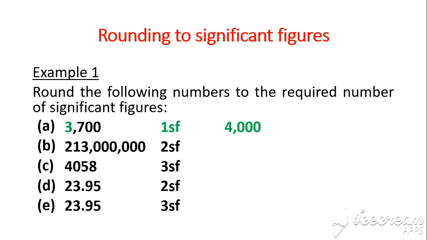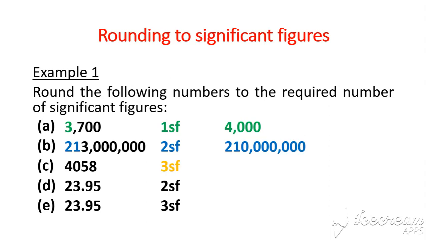All right, 213 million is part B, and we're going to round that to 2 significant figures. So the 2 most important numbers are the 2 and the 1. So we're going to look at the next digit, have a peek. It's a 3, so it's not going to round the 1 up. So we're going to write down the 2 and the 1, and then we're going to fill up all the rest of the placeholders with the zeros. So 213 million gets rounded to 210 million. These zeros are not significant, remember?